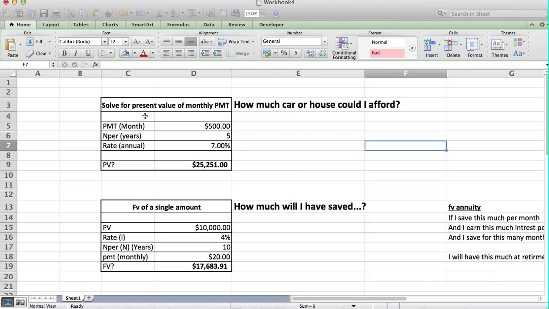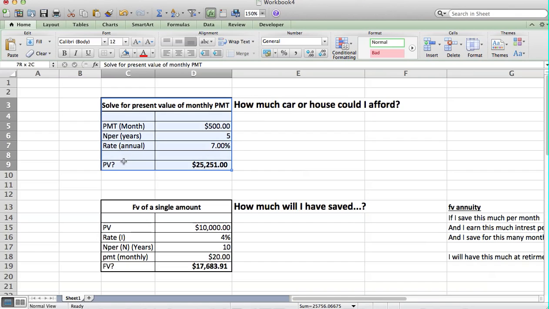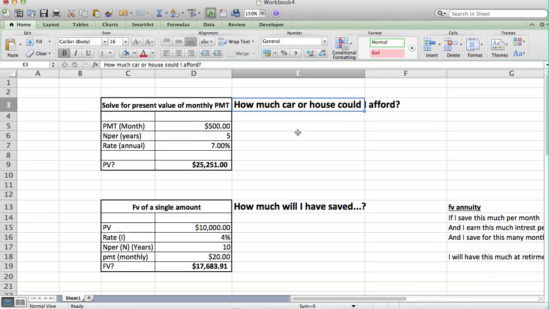In this first box right here in the spreadsheet, I have a situation that can answer a very simple question: how much car can you afford with a monthly payment that you know that you can afford, or how much of a house you could afford. So if we look at this, this is a present value function. And what this is doing is it will calculate how much of a car you could afford.